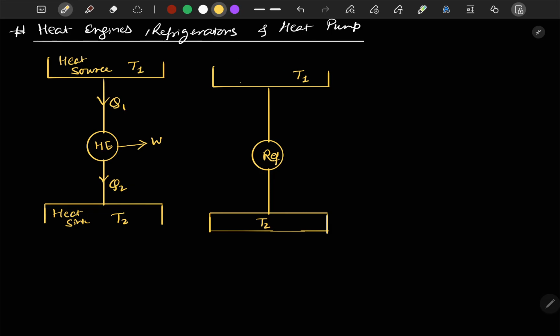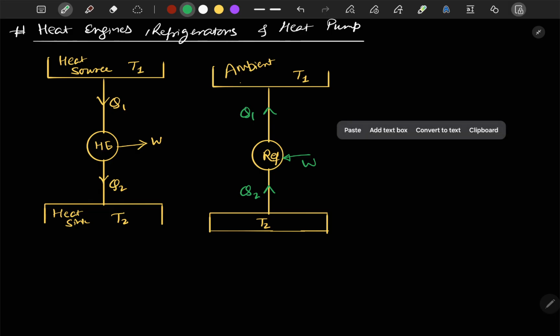And this T1 is our surrounding or ambient. Now what happens here is that your system, the refrigerator, absorbs the amount Q2 from your space, and supplies the heat Q1 to the ambient along with some work input.